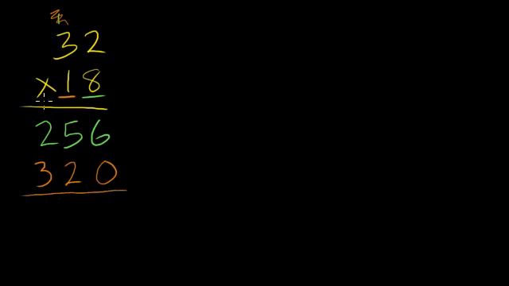So now we just add up the two numbers. 6 plus 0 is 6. 5 plus 2 is 7. 2 plus 3 is 5. Let's keep going. Let's do 99 times 88.